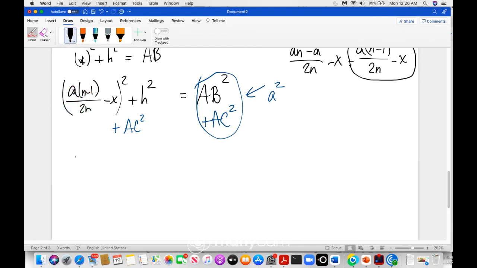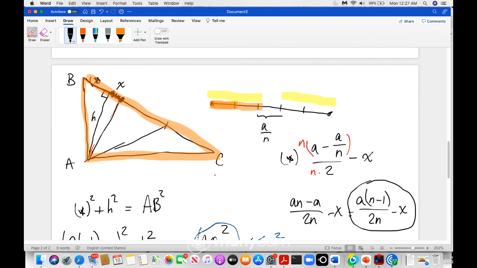Okay, and on the left, I still have my a times n minus 1 all over 2n minus x squared plus h squared, and now I have AC squared equals a squared. So that doesn't look any better because I still have an unknown variable x and I still have an unknown side length AC. But now for our final right triangle, we're going to come full circle, and I need AC to be one of the sides.